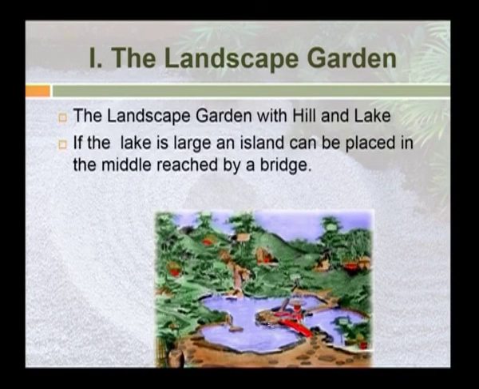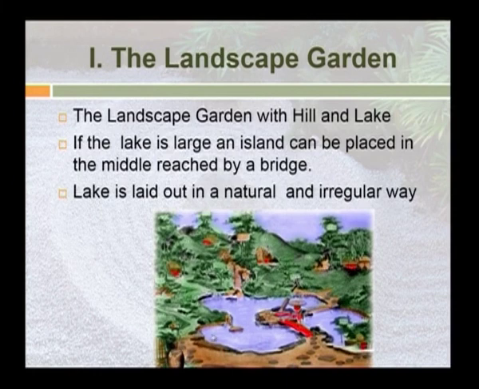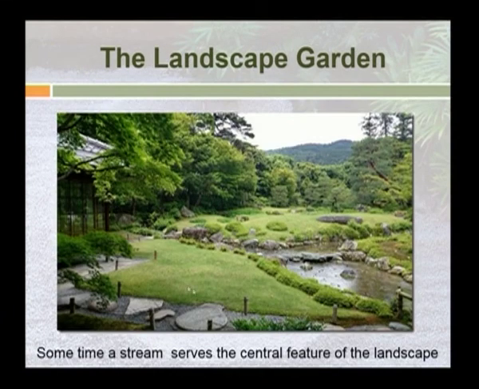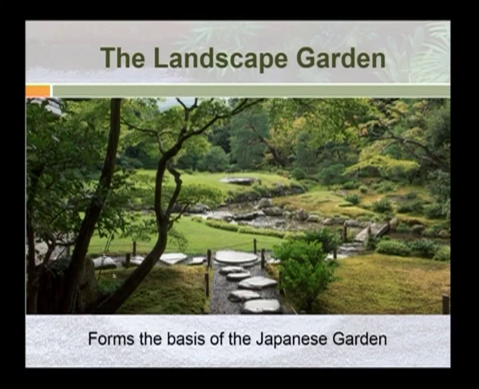In this kind of garden, if the lake is really large, then an island is placed in the middle and it is connected to the mainland through bridges. Generally, such lakes were irregular in shape and part of the edges were hidden as part of the design element. Sometimes a stream serves as an important feature of the landscape. Such landscape gardens form the basis of the Japanese garden.